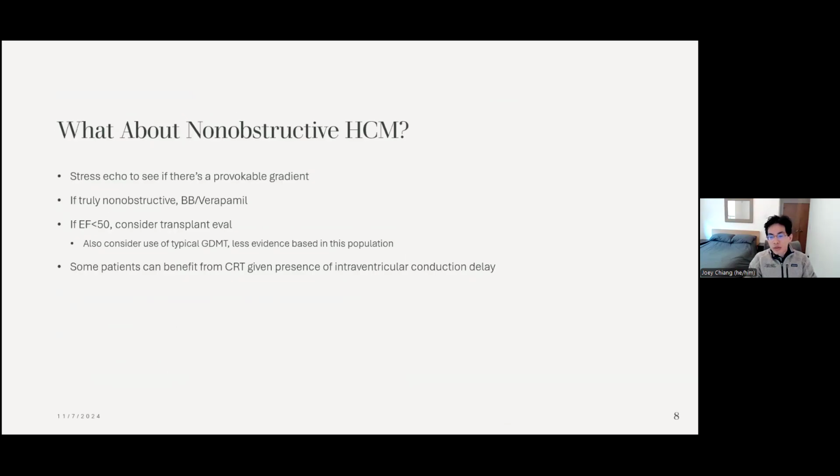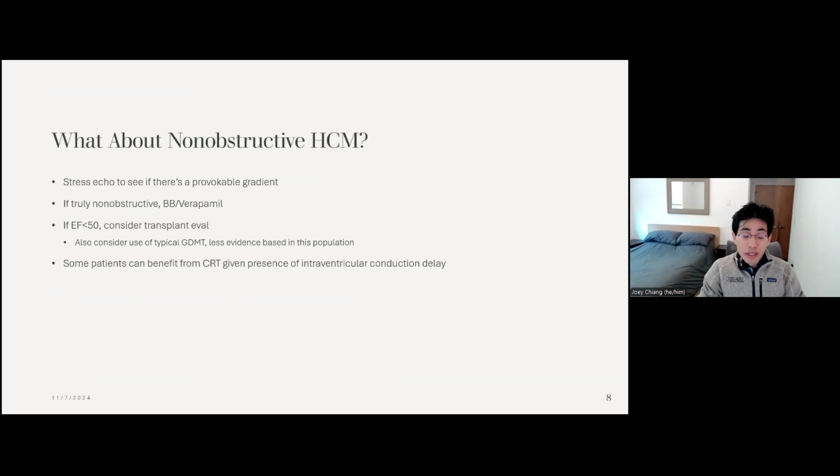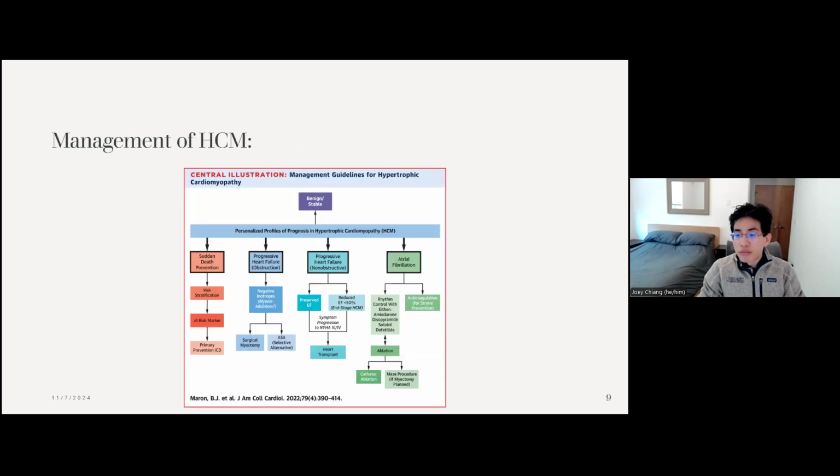And then I think one of the things to think about is what about non-obstructive hypertrophic cardiomyopathy as well? So the key thing is just seeing whether or not this is actually HOCM or obstructive cardiomyopathy that's just hiding without exercise. And then usually what we think about for these patients is transplant evaluation or CRT to help synchronize the heart as well. So those are kind of my thoughts.